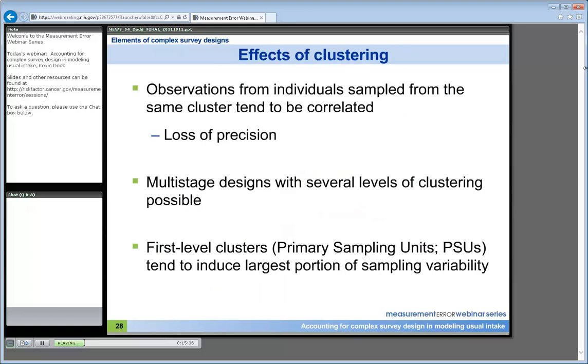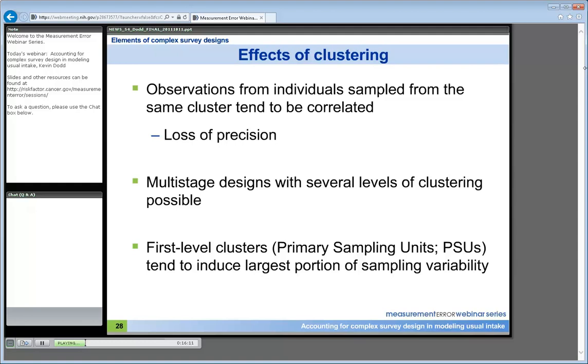Now, an important thing to know about observations from individuals sampled from the same cluster is that they tend to be correlated. This is in contrast to simple random sampling, where individual observations are treated as independent pieces of information. The correlation in cluster sampling reduces the effective number of these independent pieces of information. So you get a loss of precision in your estimates. You may have the same number of people in your cluster sample, but some, and hopefully small, portion of that information can be considered redundant, and that's because of this correlation going on.